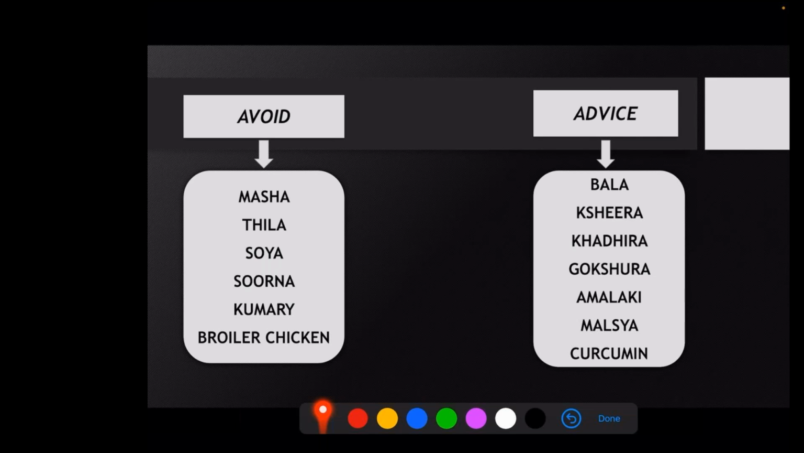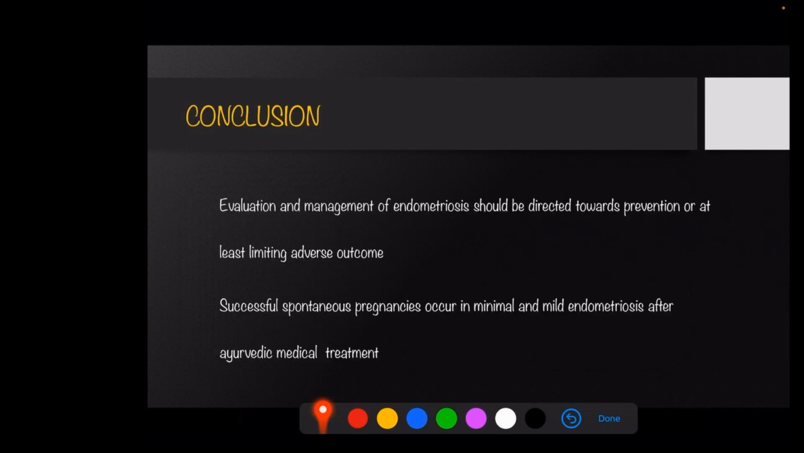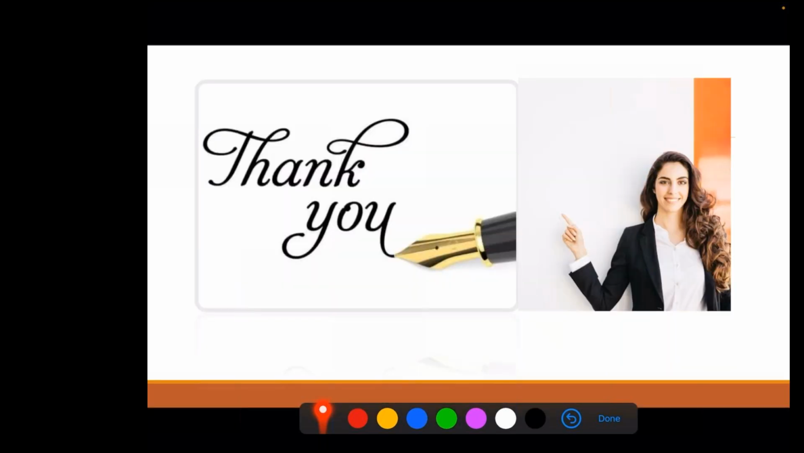Then Amalaki, a very good antioxidant. Matsya, you can simply advise. Then curcumin is also better for women with endometriosis. See, evaluation and management of endometriosis should be directed towards prevention, or at least limiting adverse outcomes. Successful spontaneous pregnancies occur in minimal and mild endometriosis after Ayurvedic medical treatment. Thank you, one and all.